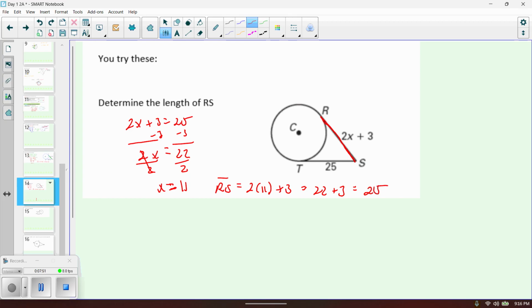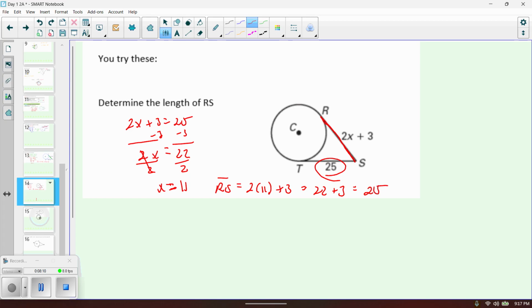Did I really need to go through all of that work to figure that out? No, I did not, because if they are the same length, they told us that one is 25, which means the other one had to be 25. So I didn't have to go through all that work, but if you did, it still works out.